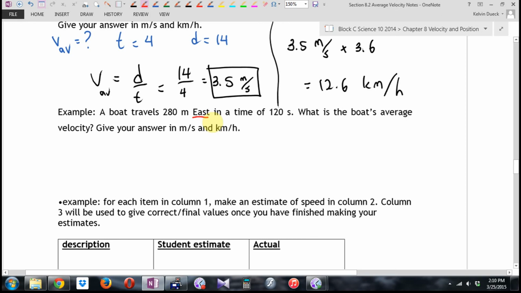Try this one on your own. I'm going to freeze the screen so you can't see what I'm writing. List your data, find a formula, insert, crunch, get an answer.